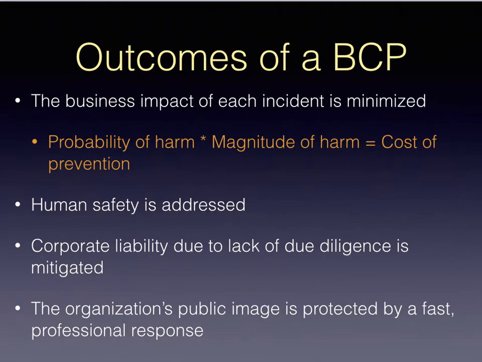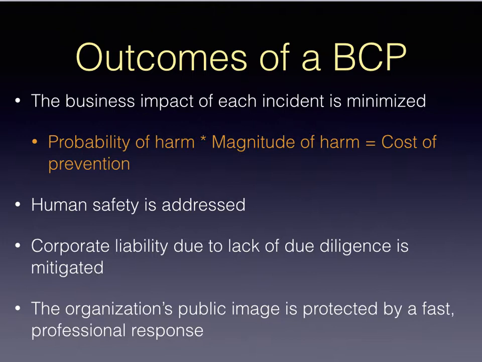So what are the outcomes of a BCP? Well, the business impact of each incident is minimized. And here is a formula that should look reasonably familiar. It's one that was in the common body of knowledge. But it's a probability of harm times the magnitude of harm equals the cost of prevention. In other words, if we take the probability that an incident will occur, you've got threats and vulnerabilities, times the business impact or magnitude of harm, we get a value.